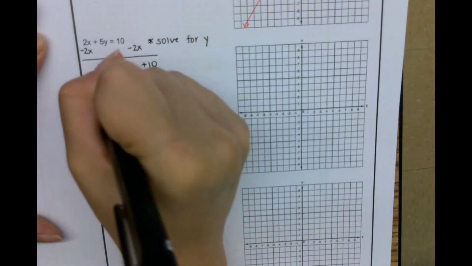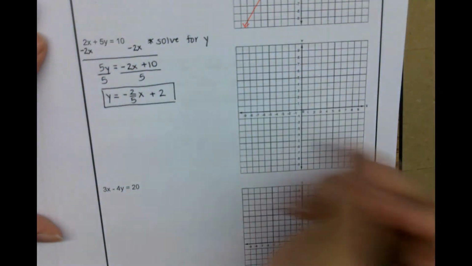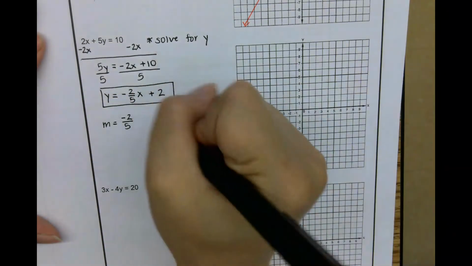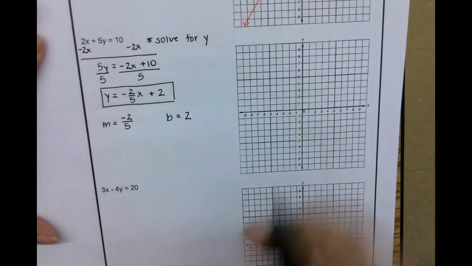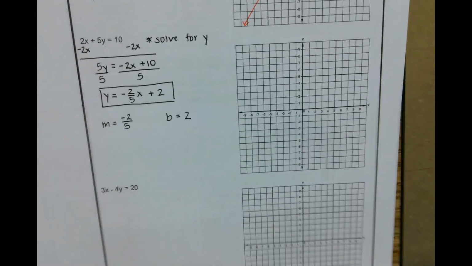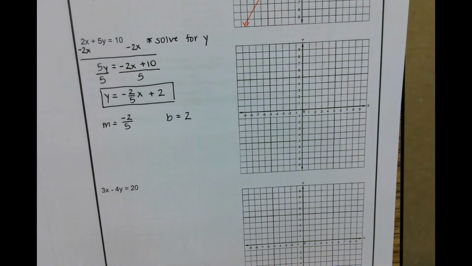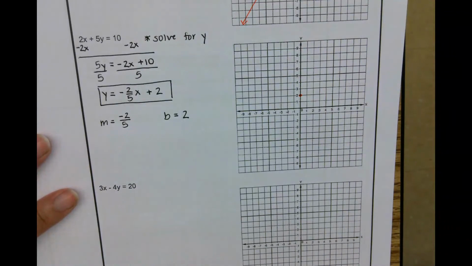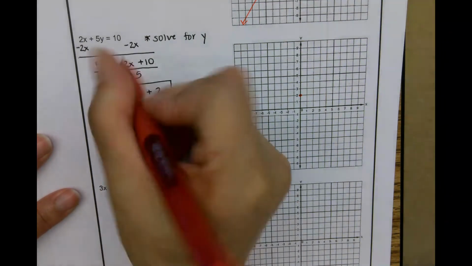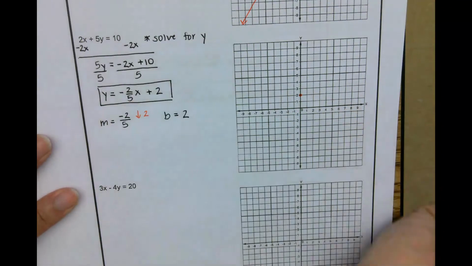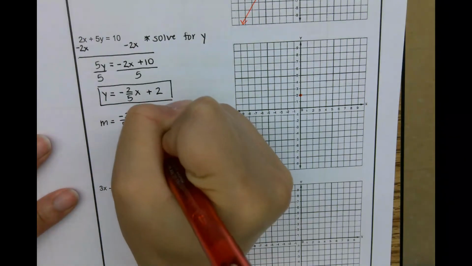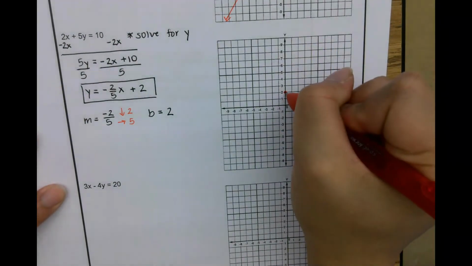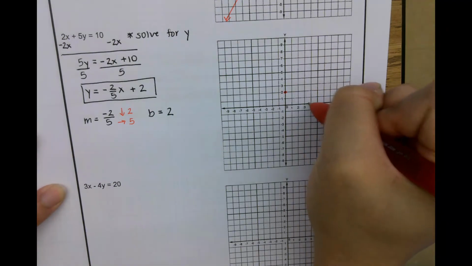Now, I know that my slope is negative 2/5, and I know that my y-intercept is 2. So now I can graph using my y-intercept and my slope. Start with my y-intercept at 2. Because the slope was negative, that means I'm going to go down 2, and again, always to the right. So down 2, 1, 2, right 5. 1, 2, 3, 4, 5.